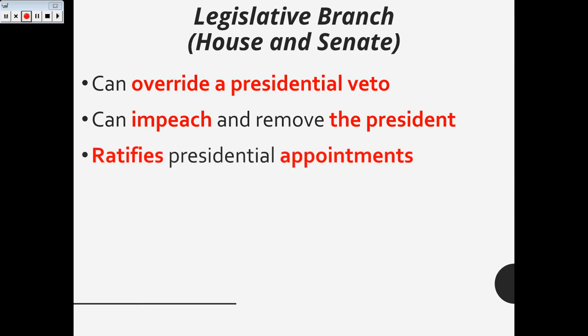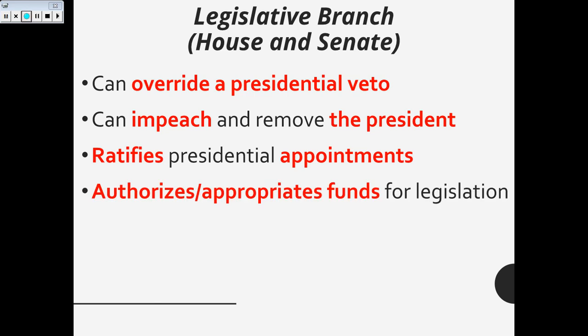Going forward here, the House and the Senate also ratify presidential appointments. This is largely the job of the Senate, and we see this when we have a new change in the president. Also, if anybody vacates their previous offices in the executive branches or in the federal court system.